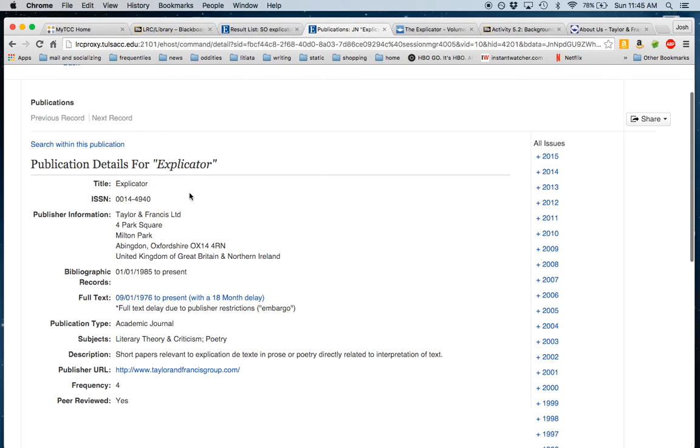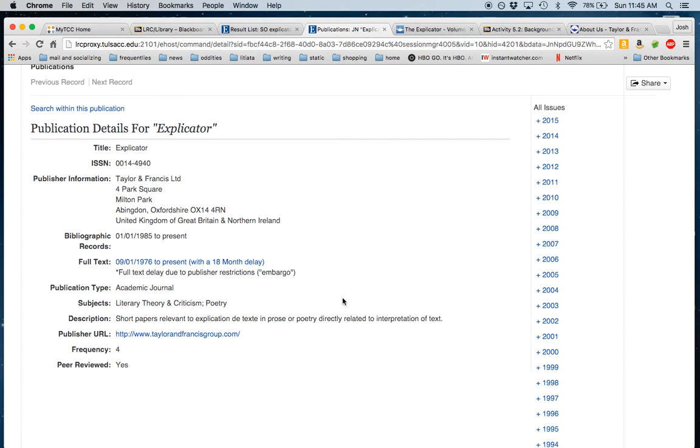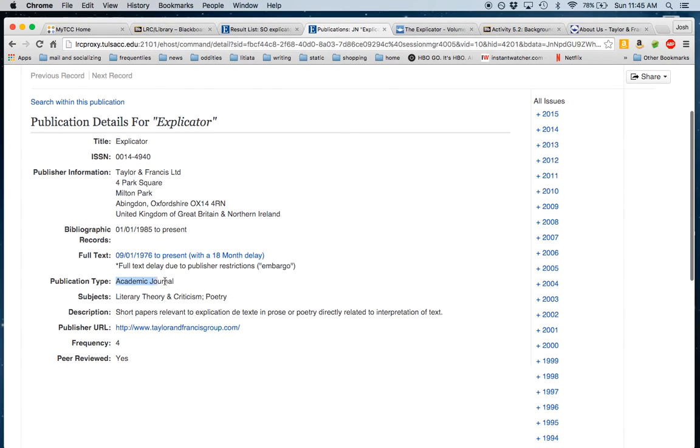Here it is for the Explicator. It says who publishes it, the dates that the database has collected the articles from the journal, the publication type, that it's an academic journal, and that it's peer-reviewed, and that's what you want to look for. Peer-reviewed means that a group of scholars sits on the editorial board of the journal and they have reviewed every article that's published and said, yes, this meets our standards for being part of the academic community, therefore it's okay for us to publish it in this journal.